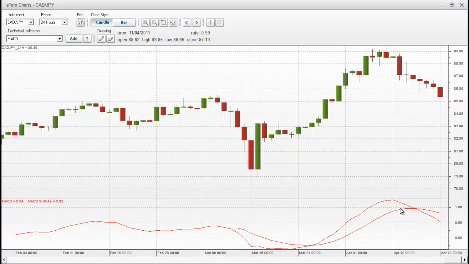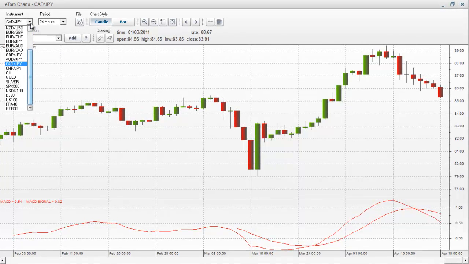If you do, you'll know that this red line crossing over the lower red line from above indicates that a trend, an uptrend here in this case, has lost momentum, and that the next trend, the prevailing trend, might be down. So a trader might have been looking to enter in at this position and to short sell the Canadian dollar, Japanese yen.